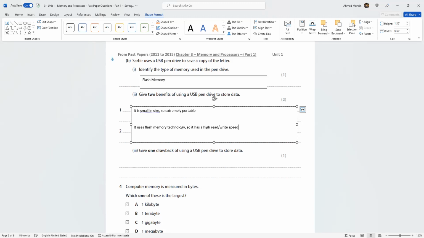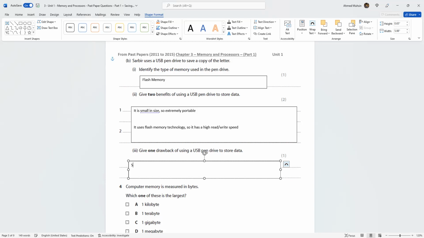The next question says, give one drawback of using a pen drive to store data. So what are some of the drawbacks? First, you can talk about the cost. You can say the cost per GB is quite expensive. Another drawback that you can talk about is its size. You can say since it's so small in size, it can easily be misplaced. It can easily get lost. Any one of them you can mention.